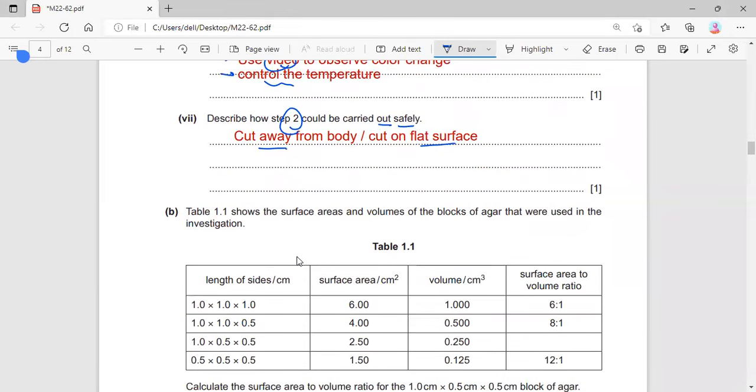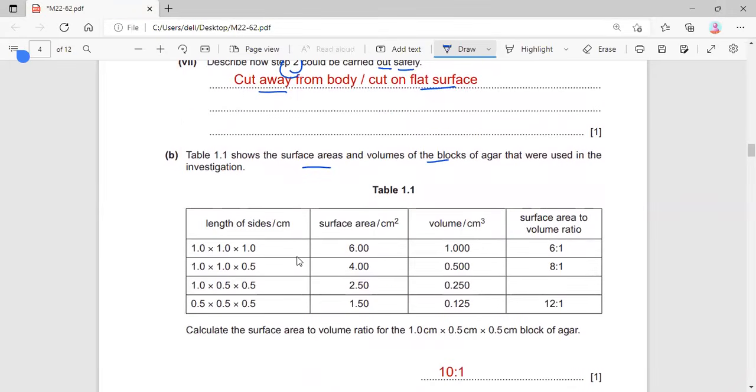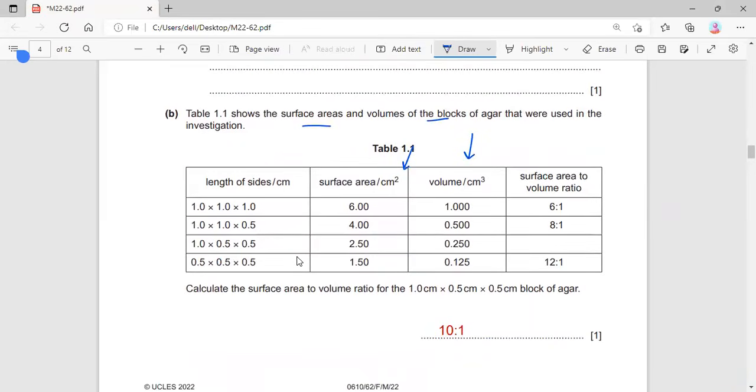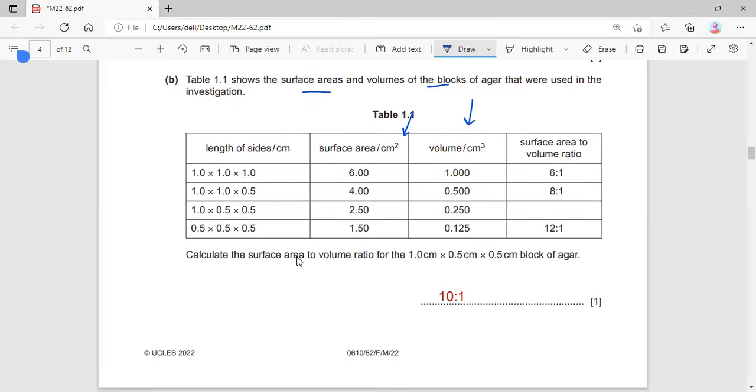Okay, the table shows the surface area and the volume of the blocks that were used. He calculated the surface area and the volume. And then he wants the ratio of surface area to volume. It's very easy. You will just calculate the ratio. It will be 2.50 over 0.250. It will give you 10. This means that the ratio here is 10 to 1. So the ratio will be 10 to 1.